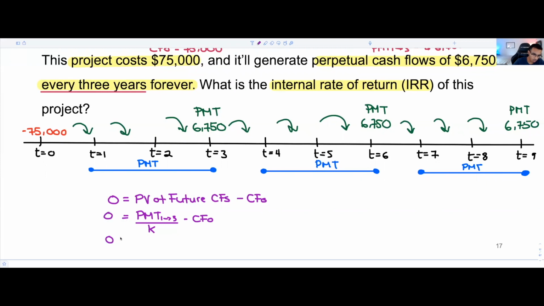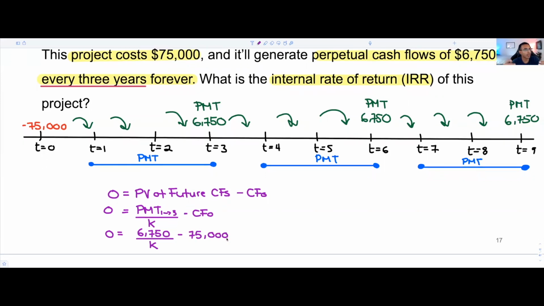So here we're going to have 0 is equal to 6,750 divided by K. Again, we're solving for K. Hope that's clear. Our initial investment is $75,000. Now, you could plug it into your calculator super quickly. It's very simple to do. So we're going to solve for K. In this case, our K is 9%.